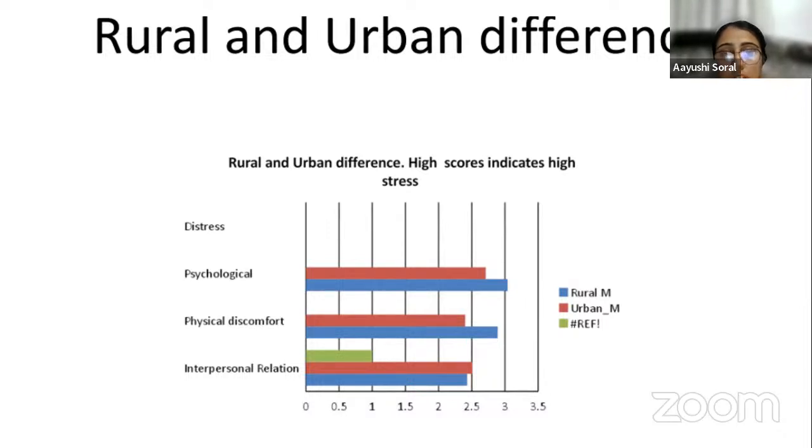So this rural-urban difference has been put forth, with distress, psychological and physical discomfort, and interpersonal relations. The red line is for the urban, and the blue line is indicating the rural population. The data shows high values in which area? Can anyone interpret in which domain the highest discomfort was noted, and by whom?